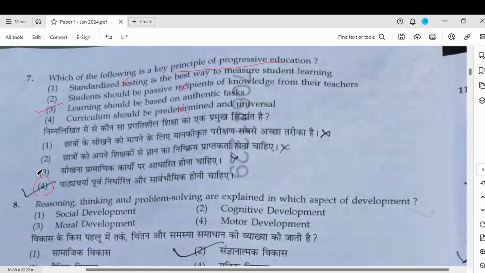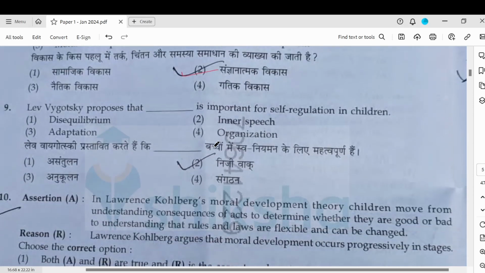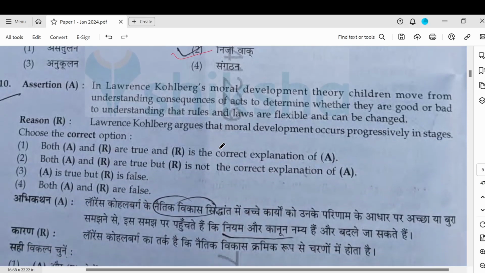It should be 3. Reasoning, thinking, and problem solving are explained in which aspect? So this is the cognitive development. The person has put it correctly. Vygotsky proposes that dash is important for self-regulation. So inner speech is important for self-regulation in children.